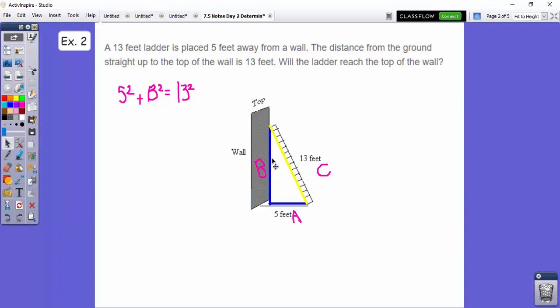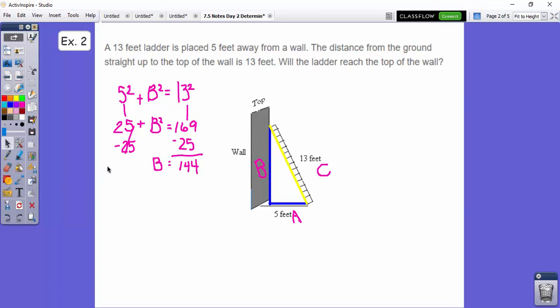And this is going to tell us how high this leg b is right here and how high the ladder will reach. So if I evaluate 5 squared, 5 times 5 is 25, plus b squared equals 13 squared, which is 13 times 13, 169. Okay, now you need to think back what you have to do when you know a leg and the hypotenuse, and you're missing the other leg. So you need to subtract 25 from both sides. And so you're left with 169 take away 25 is 144.